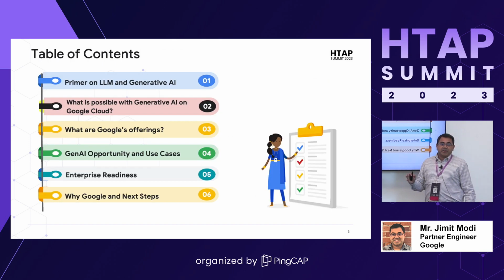So what I was planning on doing today is just going through a very high-level overview in terms of what is LLM, why do we have generative AI in the news today, what is the art of the possible with generative AI, what are Google's offerings, what all use cases are out there today, how is Google Cloud ready for enterprises, and then what Google is doing in terms of making it a responsible AI, and what are the next steps for you all to take as well.